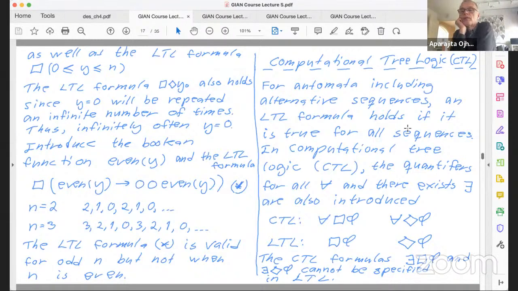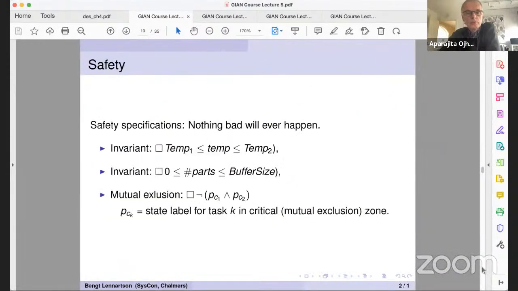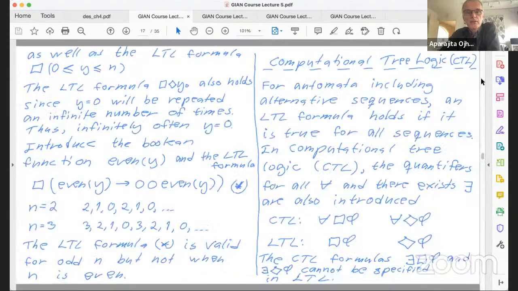So now we have gone for a little bit, yeah, okay, we didn't start exactly on time. Let me see if I should. Yeah, I could at least present this computational tree logic also before we take a break.